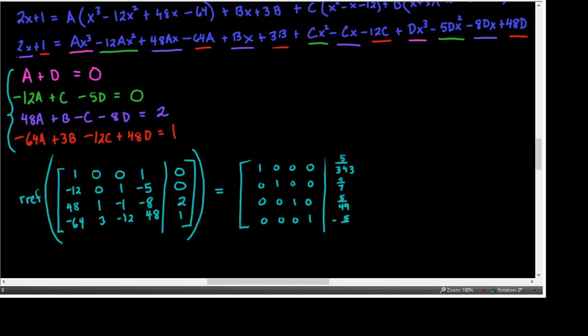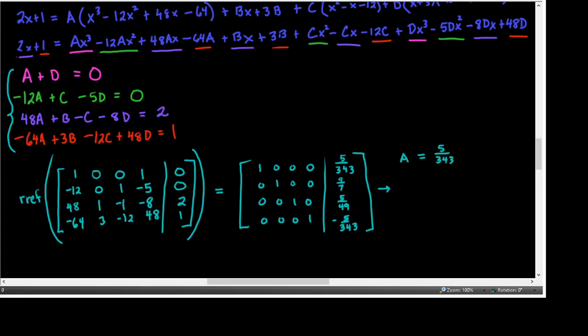Wow, what a messy problem. Well, since I made it up on the spur of the moment, I'm not surprised that the numbers are pretty nasty. But at any rate, if you take this back into a system of equations, that first row says 1a, which is a, plus 0b plus 0c plus 0d equals 5 over 343.